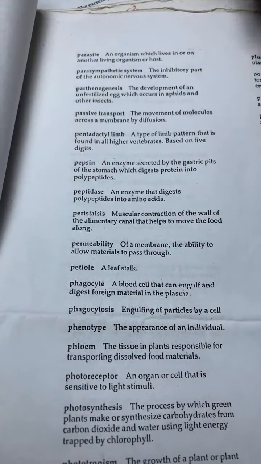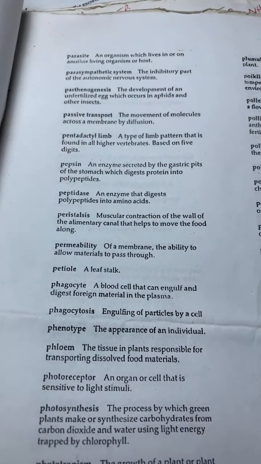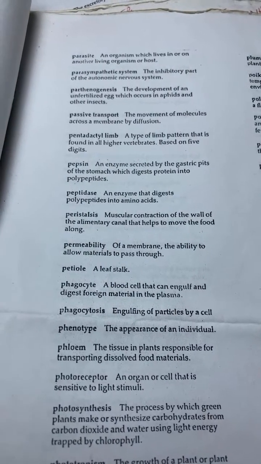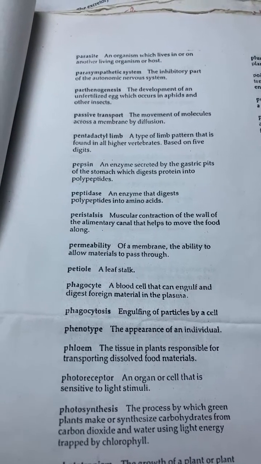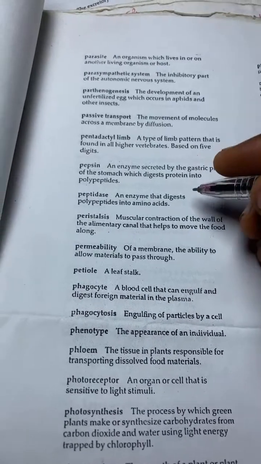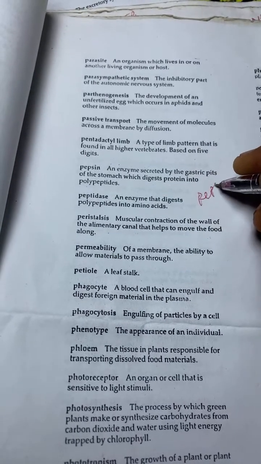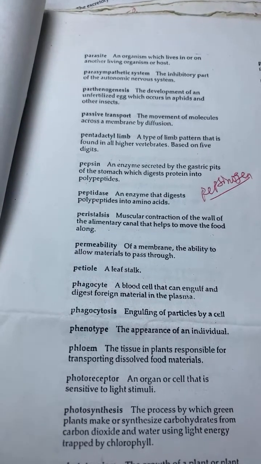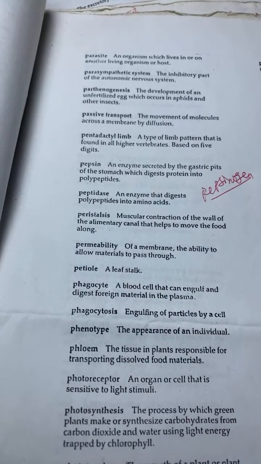We have pepsin. Pepsin is an enzyme secreted by the gastric pits or gastric juice of the stomach, which digests protein into what? Into polypeptides. Pepsin is the active form of this enzyme. The inactive form is called what? Pepsinogen. Are we there now? It's called what? Pepsinogen. Okay, we'll move on.